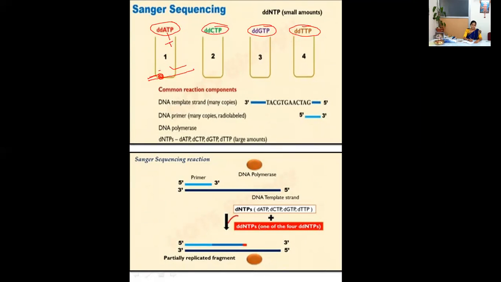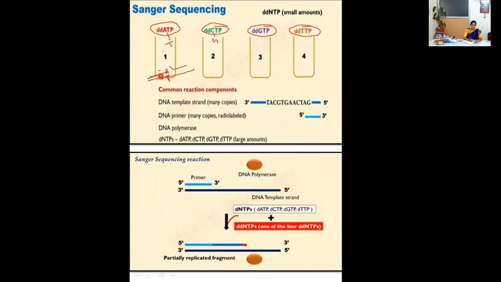Cytosine always base pairs with guanine. When we add, along with the normal dNTPs, ddATP, this is dideoxy ATP. Whenever the template DNA has a thymine nitrogenous base, the DNA polymerase adds the ddATP. It means for thymine, the complementary nitrogenous base is adenine, that is ATP.